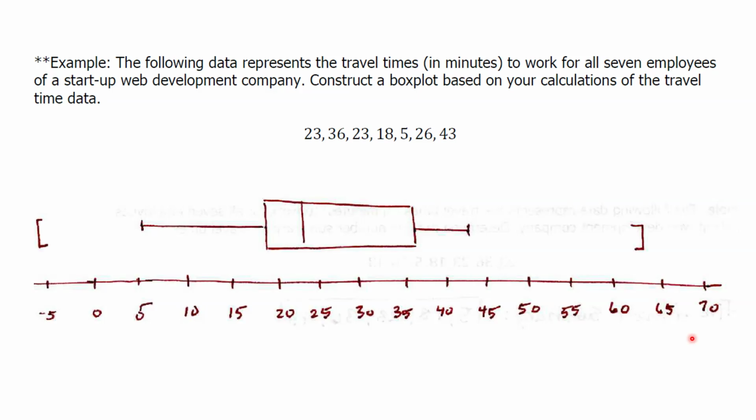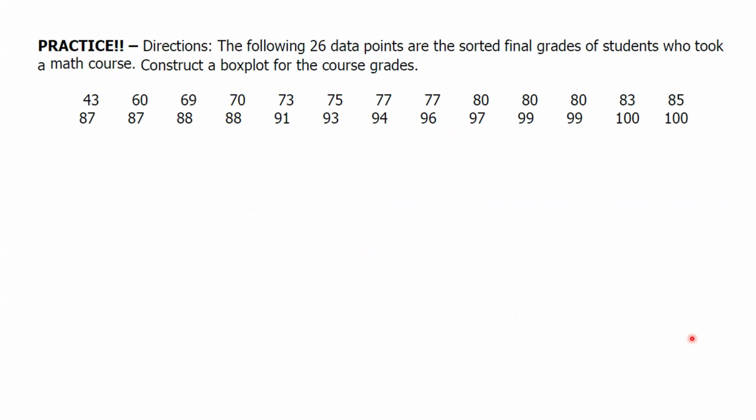Then I will add brackets for my lower and upper fence. So we found a lower and upper fence in the previous section. My lower fence was -9 and my upper fence was 63. Now this example had no outliers, so I didn't need to include any asterisks. All right. Now, why don't you pause and construct a box plot for the course grades?